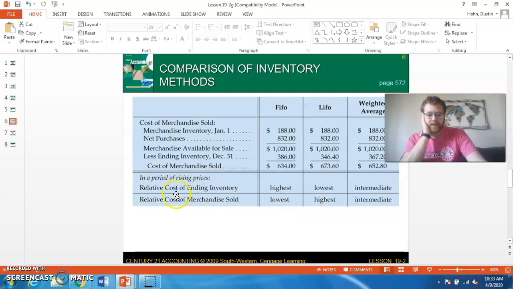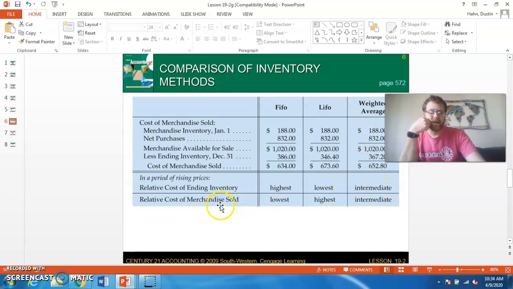So right here, relative cost of ending inventory. Right here's your ending inventory. If you use your FIFO, you're going to have the highest amount of ending inventory on hand. 386 is greater than 346 and 367. So the dollar amount that you have of ending inventory, FIFO is going to be the highest. If you use LIFO, it's going to be the lowest. This is cost of ending inventory. And then naturally your weighted average, because you're averaging, is going to be in between.